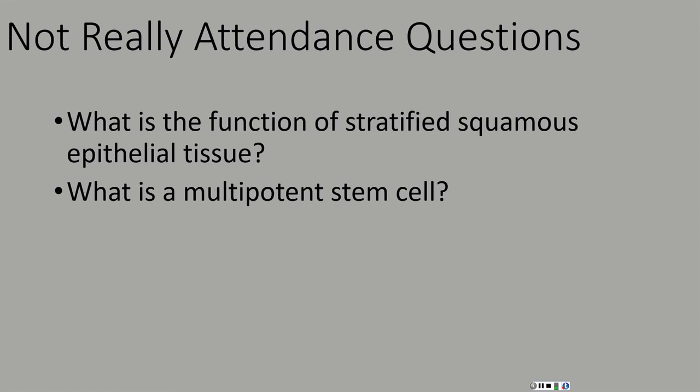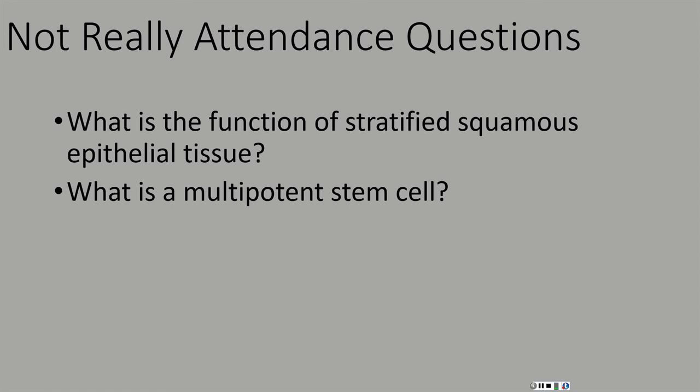And hopefully you've paused the video and tried to come up with the answers to these, and let's see if we got those correct. What is the function of stratified squamous epithelial tissue? Stratified squamous, so that means many layers of very flat cells. And stratified squamous is found on the surface of the epidermis. So that's what we're going to be looking at today.